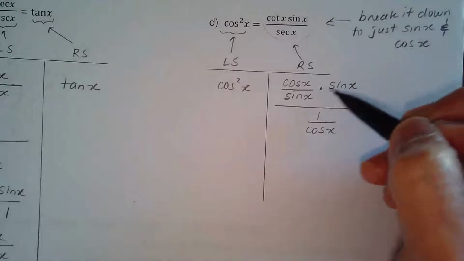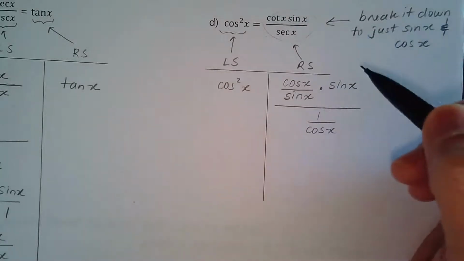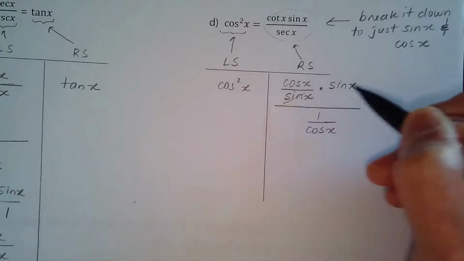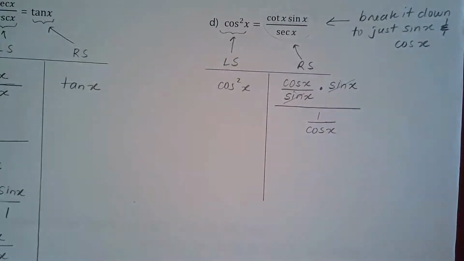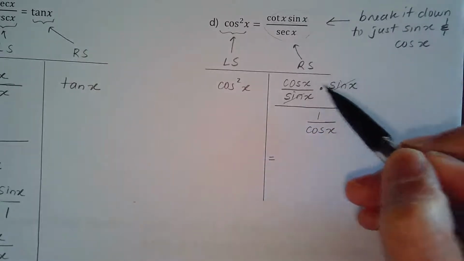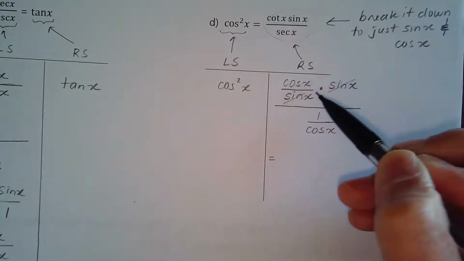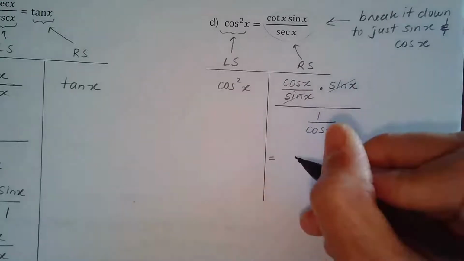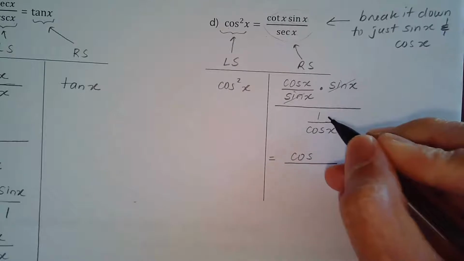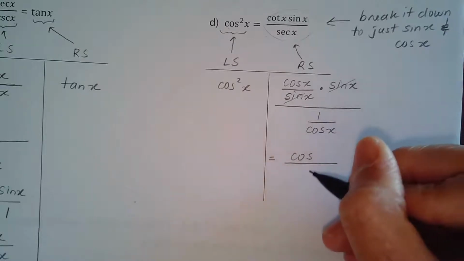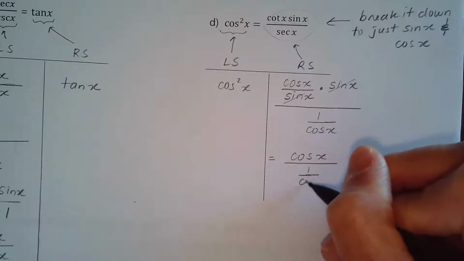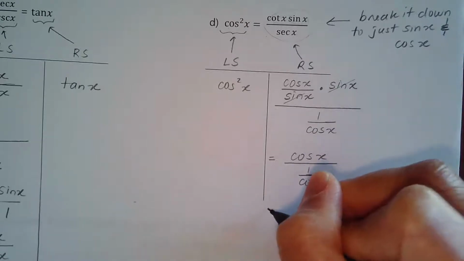Now what can I do? I see that in the numerator, we can cancel sine of x. That cancels each other out. So what is left behind? What's left behind is cos of x over 1, which is basically just cos of x. And then what's in the denominator? The denominator is still 1 over cos of x.